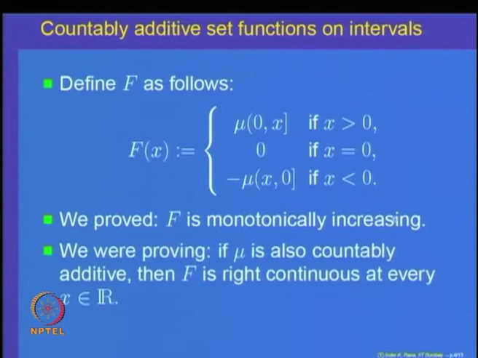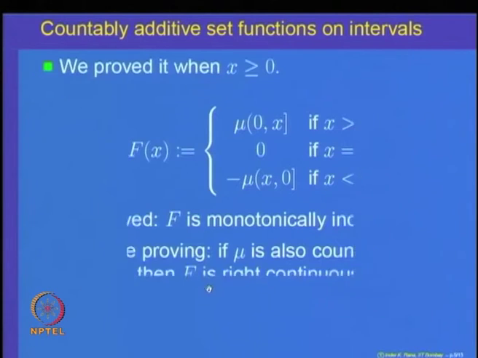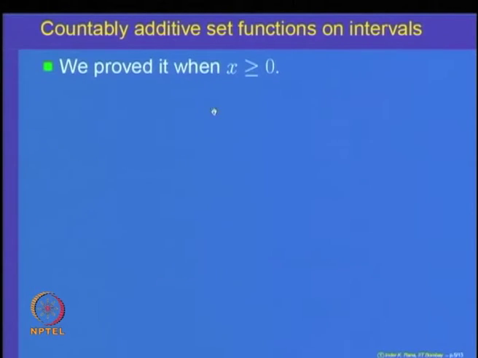Next, if we assume that mu is countably additive, we wanted to show that this function f is right continuous at every point x in R. We had started looking at the proof when x is bigger than or equal to 0. So, we had proved that for any point x bigger than or equal to 0, f is right continuous at the point x. Today we will start with proving the remaining part of the proof, namely if x is less than 0, then also f is right continuous at x.